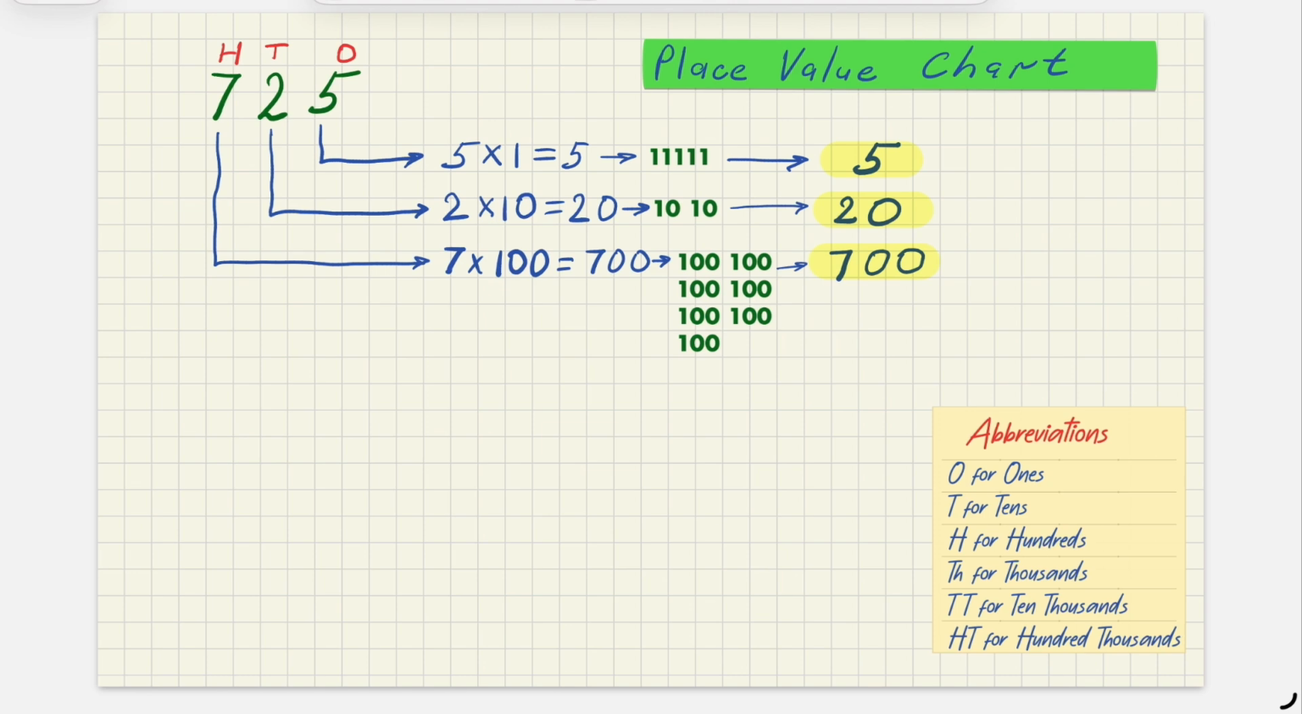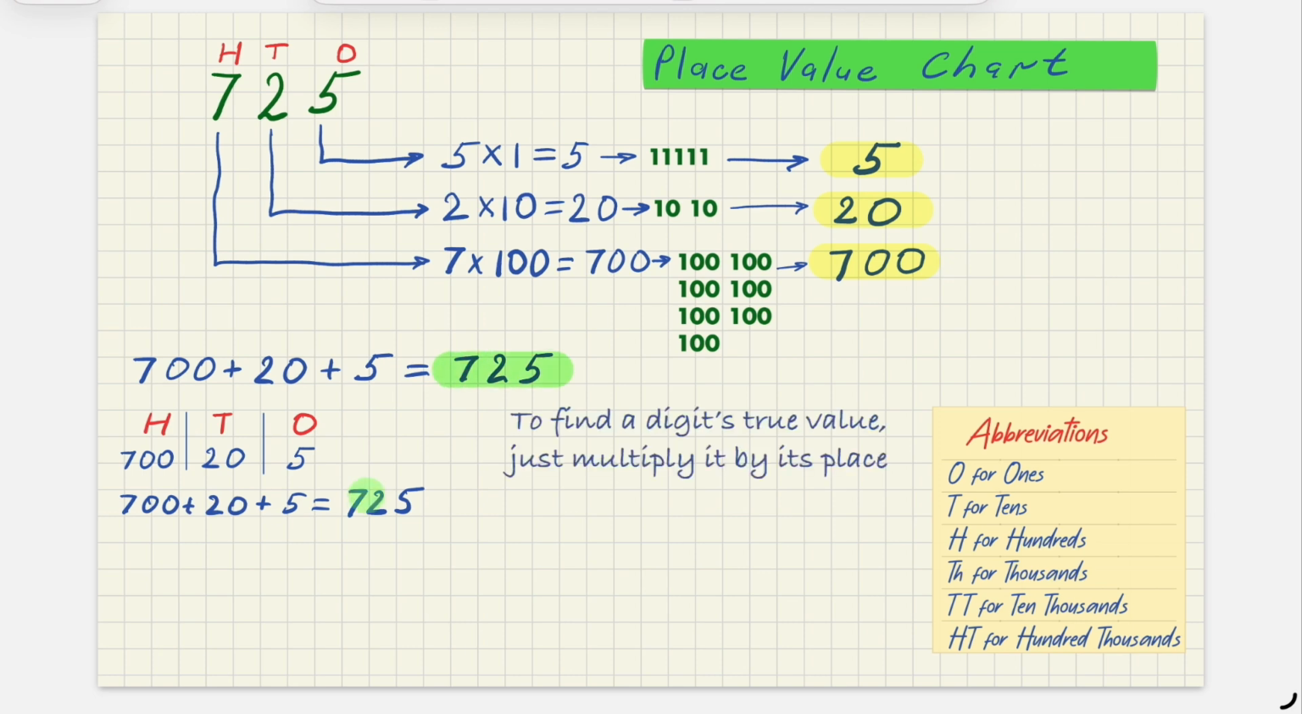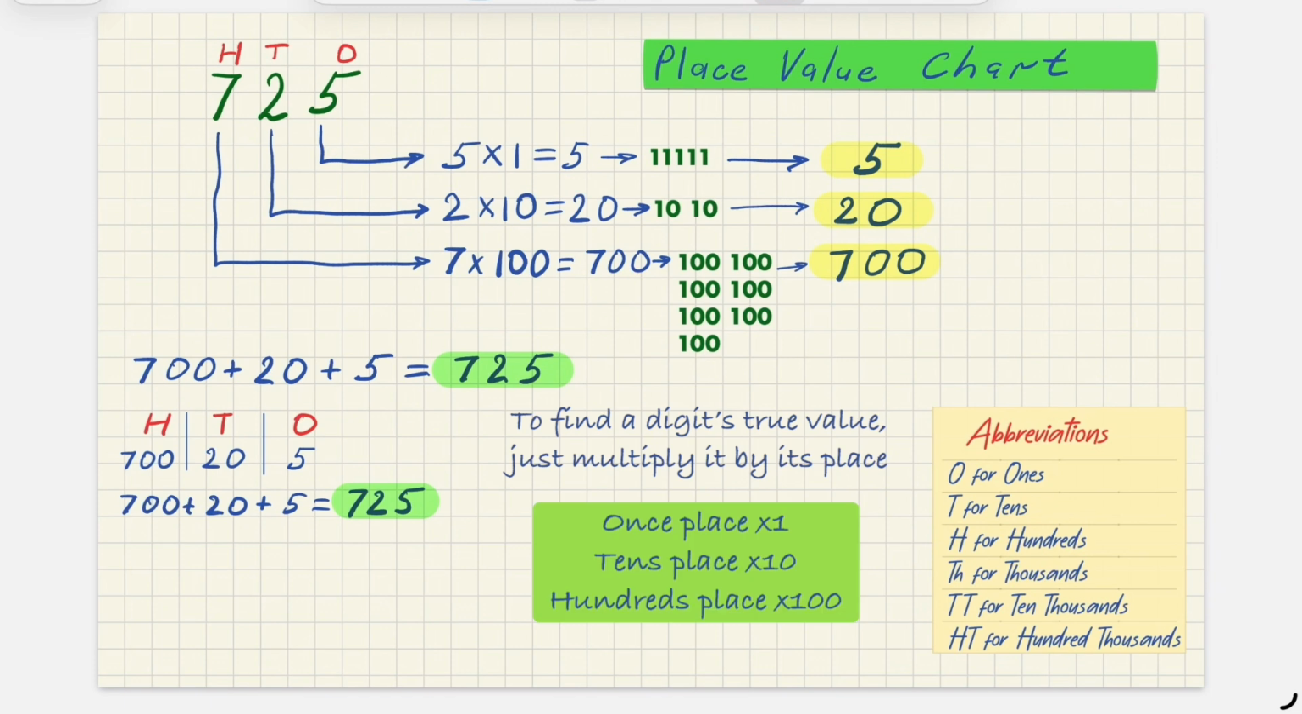Now, if we add these values together, 700 add 20 add 5, we get the number 725. If we use a place value chart, we have the same answer. So remember, the core idea is this: to find the digit's true value, you just multiply it by its place. Ones place, multiply by 1. Tens place, multiply by 10, and so on.